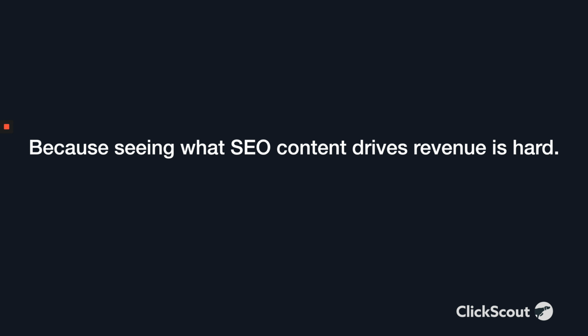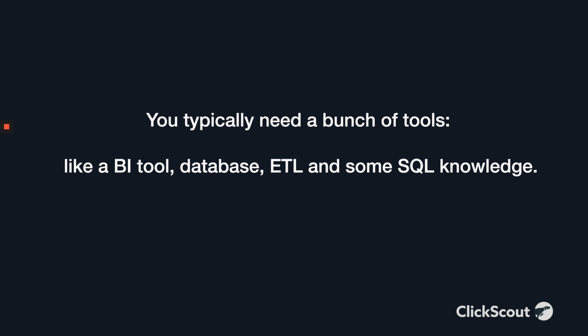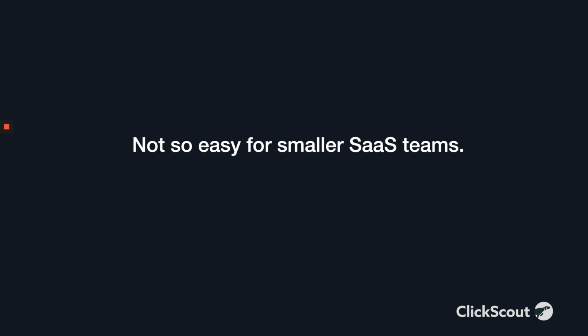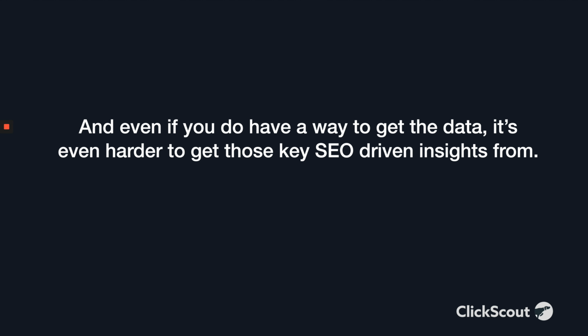Well, I think it's because seeing which SEO content drives revenue is really hard, like really, really hard. You typically need a bunch of tools, like a BI tool, and they're quite expensive, a database to store the data, an ETL to pull the data out and format it to put it into your BI tool, and some SQL and maybe even Python knowledge. This is kind of easy for bigger teams with resources and not so easy for smaller SaaS teams, trust me on that. And even if you do have a way of getting that data into a BI tool, it's even harder to get those key SEO driven insights from your tool.